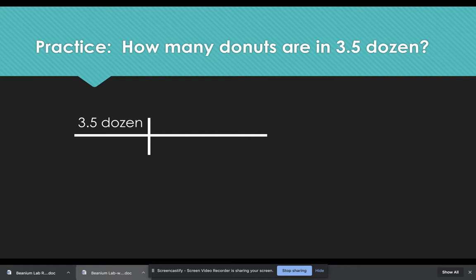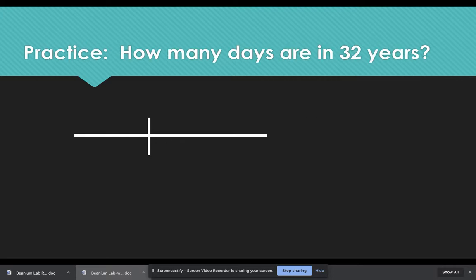So if I'm looking at this problem, how many donuts are in 3.5 dozen? Well, I'm going to start with 3.5 dozen on the top. And on the bottom, I'm going to have 1.0 dozen, and I'm going to go up to 12 donuts, because 1 dozen donuts is 12. When I multiply these across, on top, I do 3.5 times 12, and then on bottom, I only have 1. So I'm going to take whatever's on top and divide it by whatever's on bottom, and here I get 42 donuts.